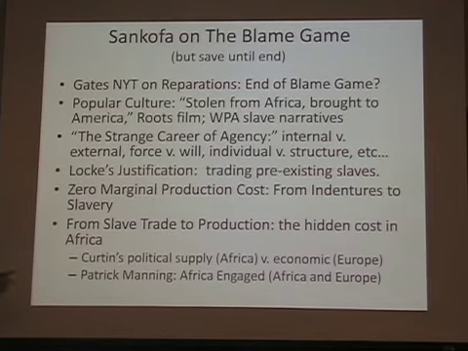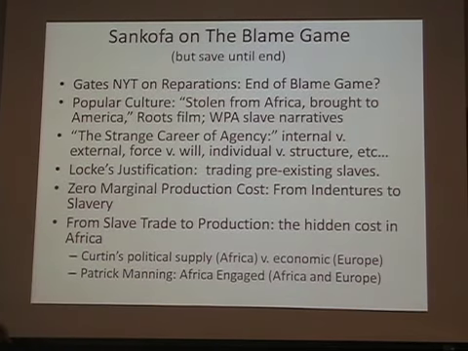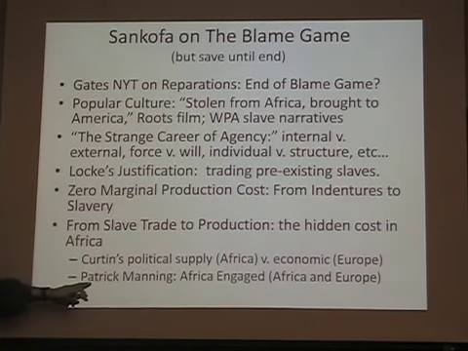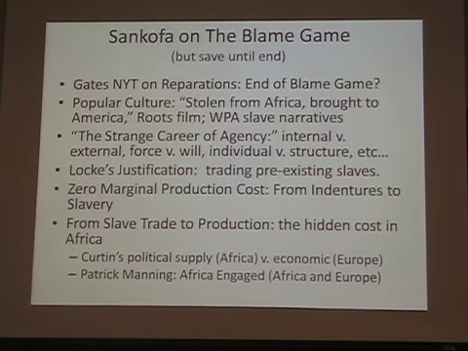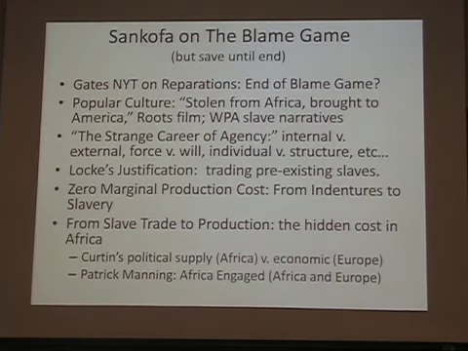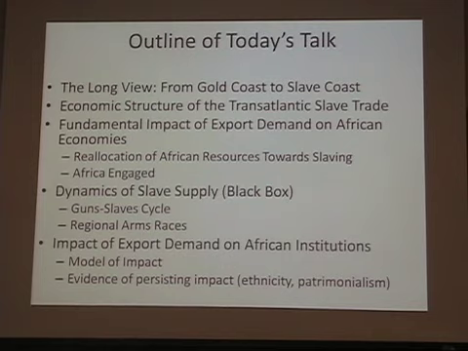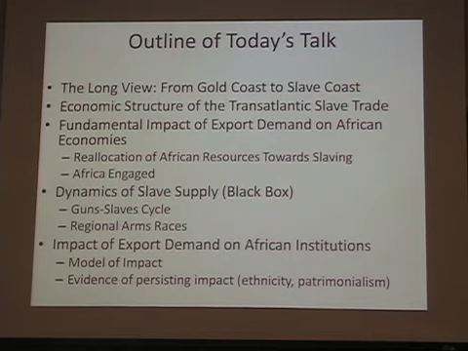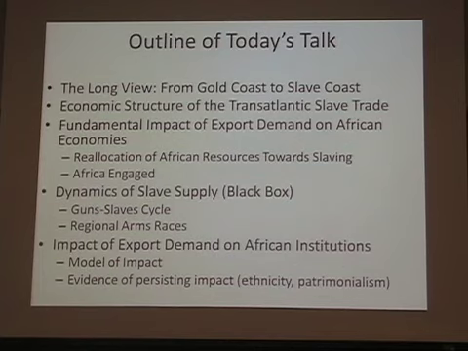And in the process of doing that, we say something about Philip Curtin's work and side with Patrick Manning on a controversy in the historical literature, okay? So I said I was going to save that to the end, but I didn't. Okay, so here's what I want to do today. I want to start with this long view, what I call from the Gold Coast to the Slave Coast, just to put the slave trade within historic context.